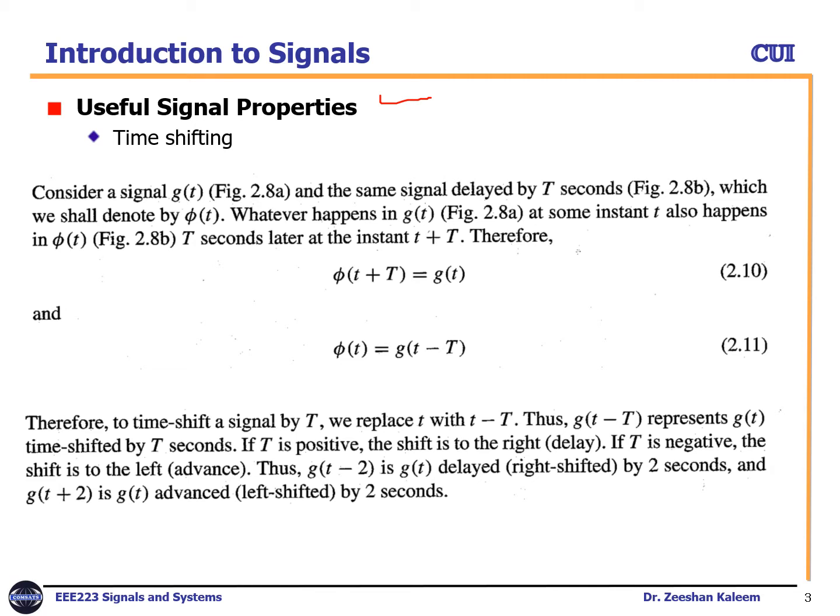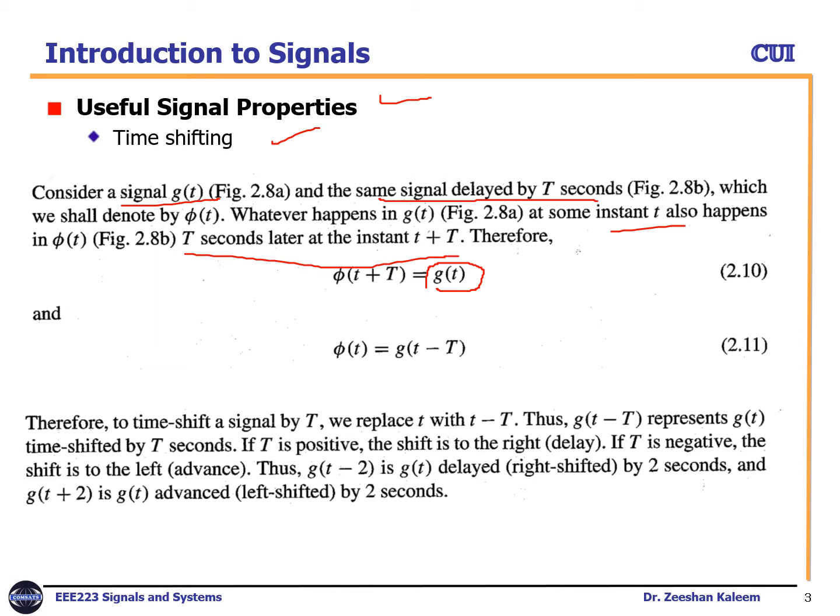For example, time shifting. As the name suggests, you have an original signal g(t). Consider a signal g(t) and the same signal delayed by T seconds, which we shall denote by phi(t). So whatever happens in g(t) at some time instant t also happens in phi(t) T seconds later.